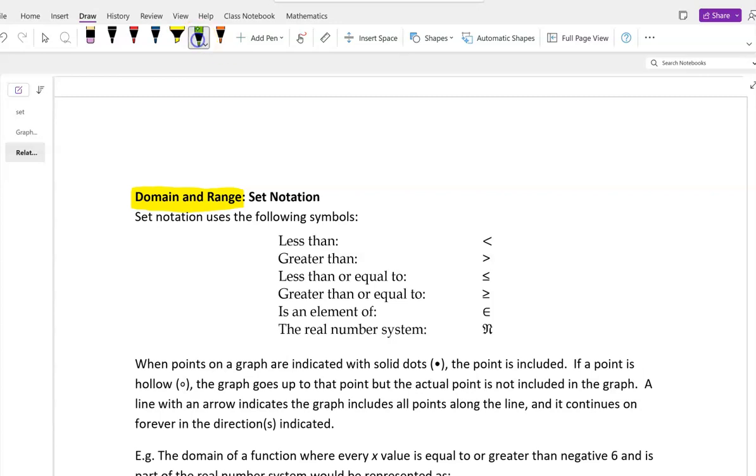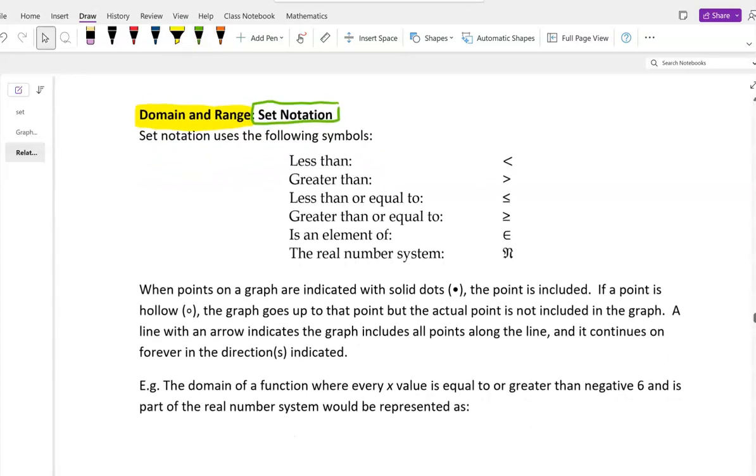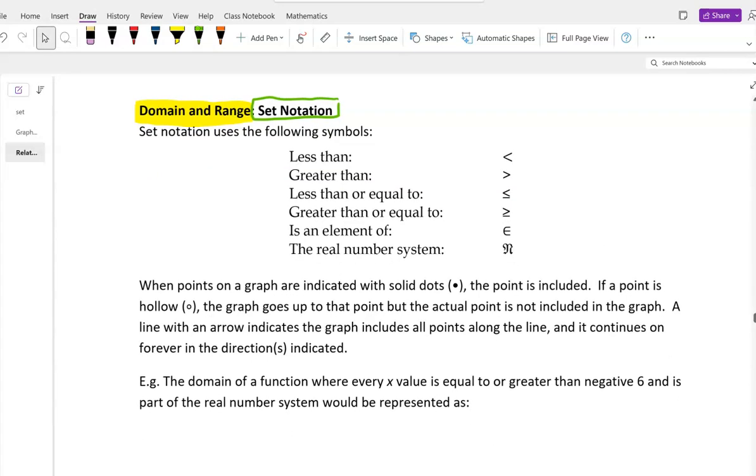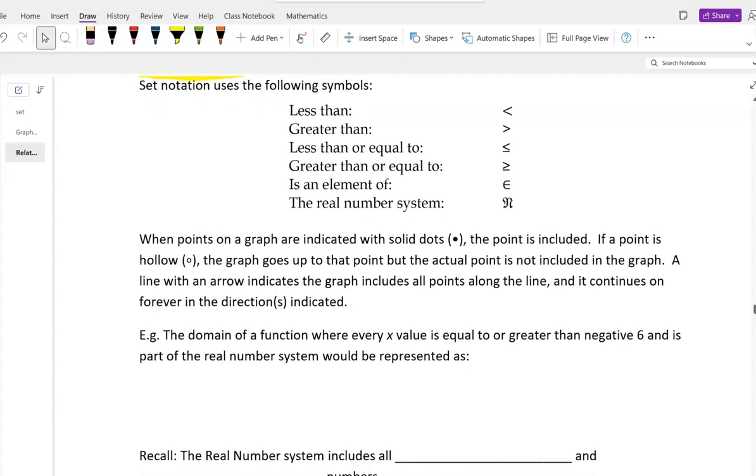We have 2 ways to do it. We have the set notation and we have interval notation. Set notation uses the greater than or less than symbols. You probably remember seeing these. It also uses these 2 symbols. This is an element of, and then the funny looking R there is just representing the real number system. So let's do an example to show you what this means.